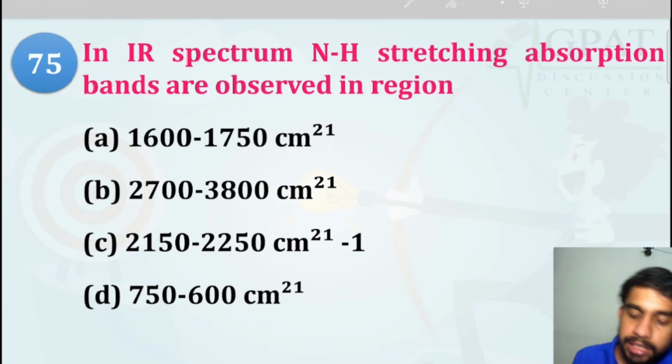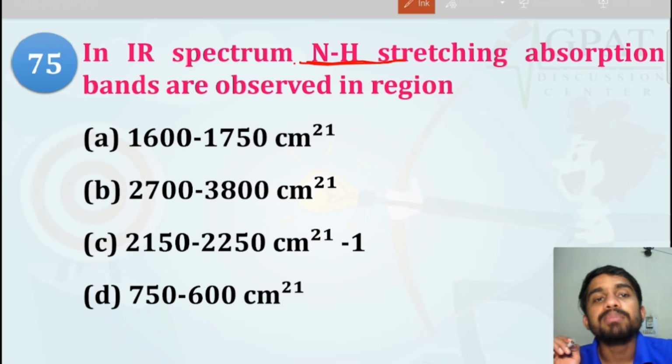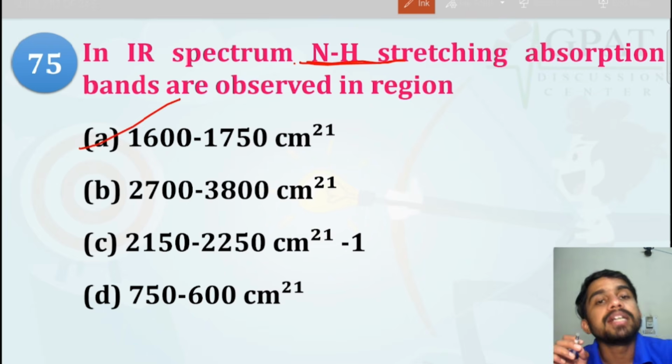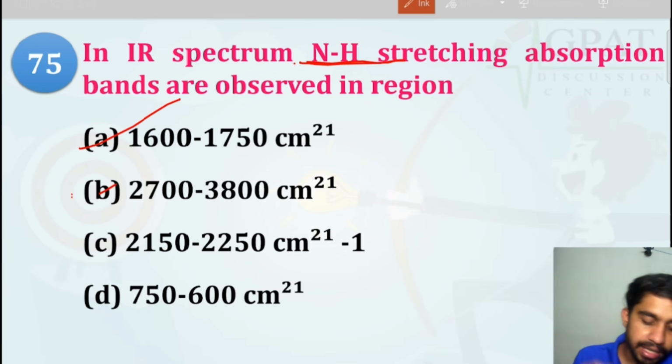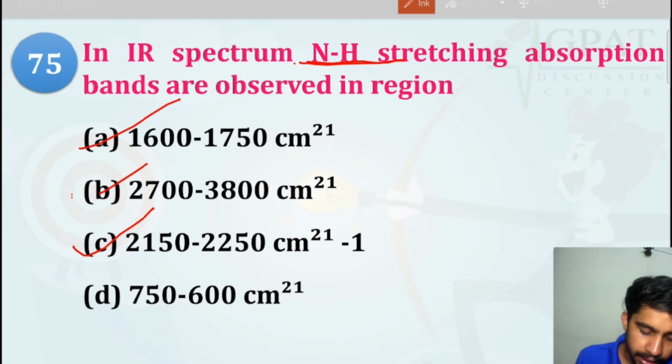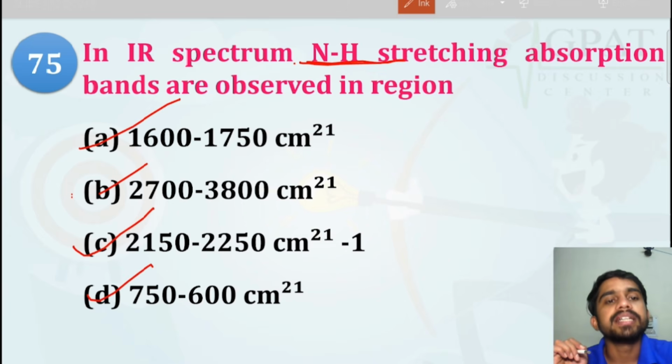In IR spectra, the NH stretching absorption bands are observed in the region of. The first one is 1600 to 1750 centimeter inverse. The second one is 2700 to 3800 centimeter inverse. The third one is 2150 to 2250 centimeter inverse. The last one is 750 to 600 centimeter inverse.